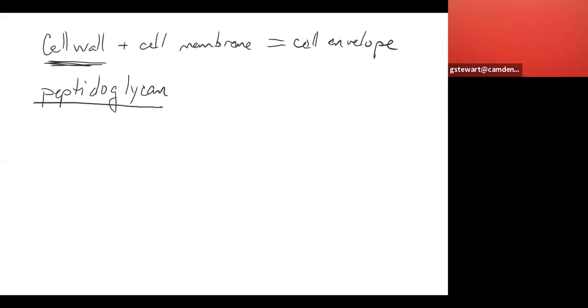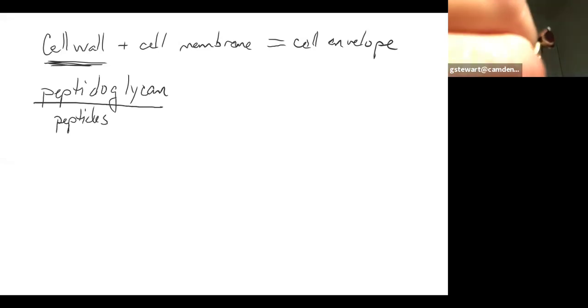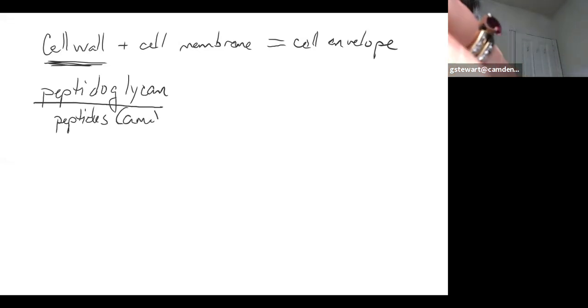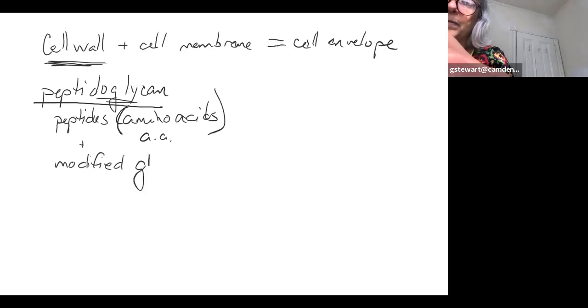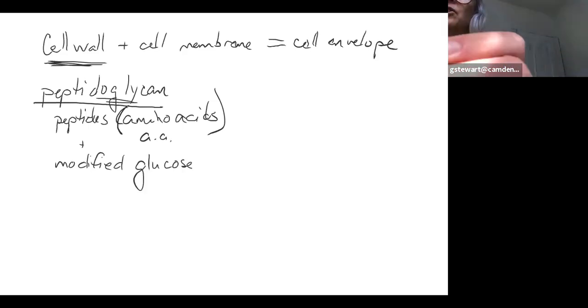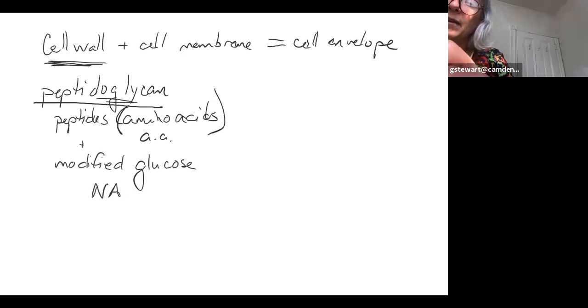Its name tells us, right? It's made out of peptides, which means short chains of amino acids. And I will frequently do this, AA for amino acid. And of course, glycan implies glucose, which it does, modified glucose. Two glucose modifications. One of them is known as NAG, which stands for N-acetyl glutamic acid.